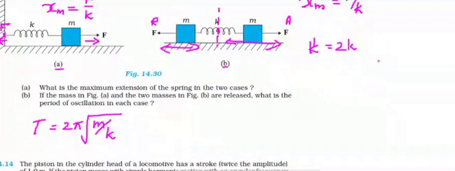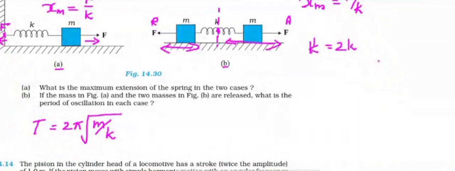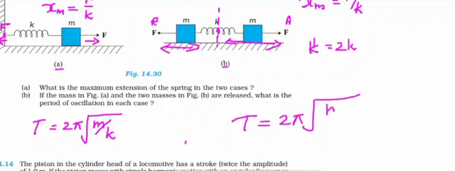You can refer to solved problem 14.6, where a similar situation is given and the spring constant is calculated. You will get F is equal to minus 2kx in such a situation, so k dash is equal to 2k. Please refer to solved question 14.6. Accordingly, in case B, the time period becomes T is equal to 2 pi under root m divided by 2k.